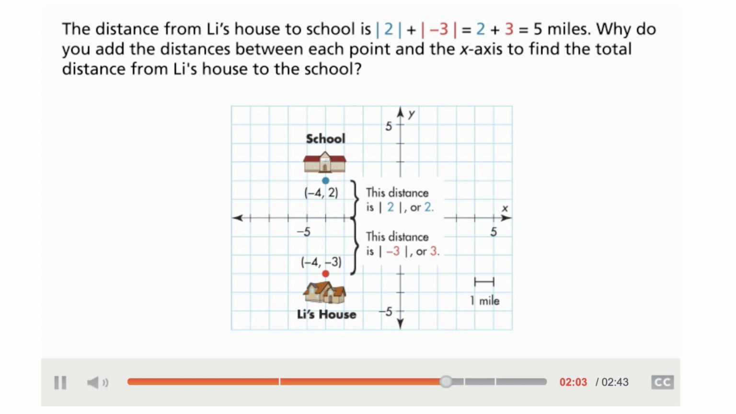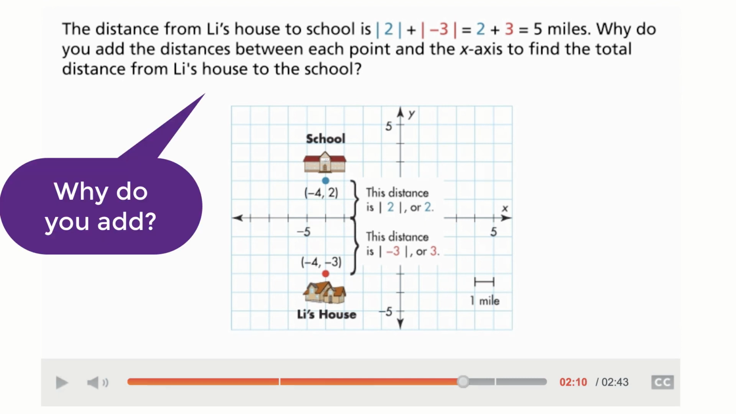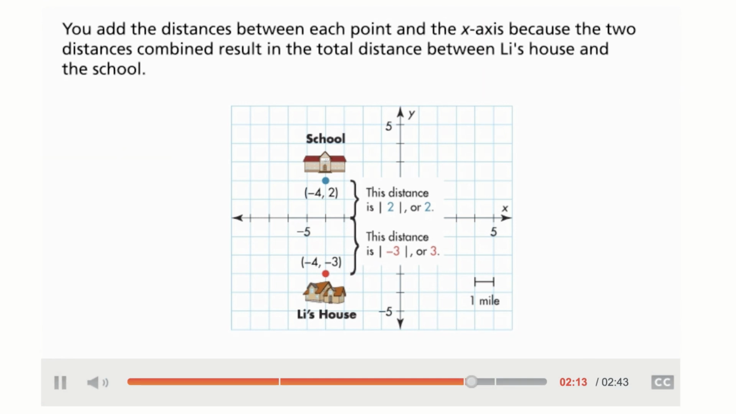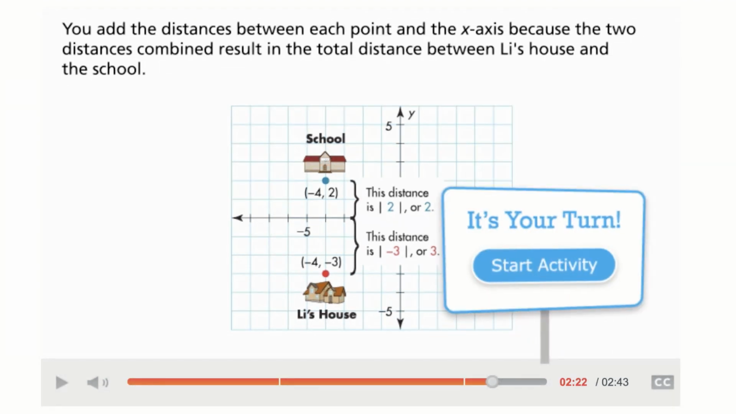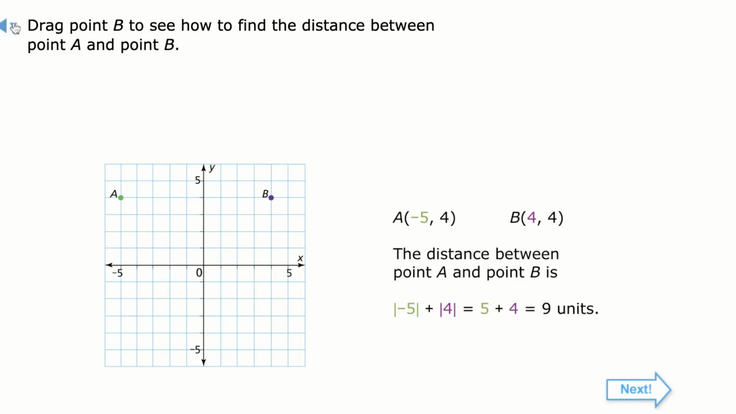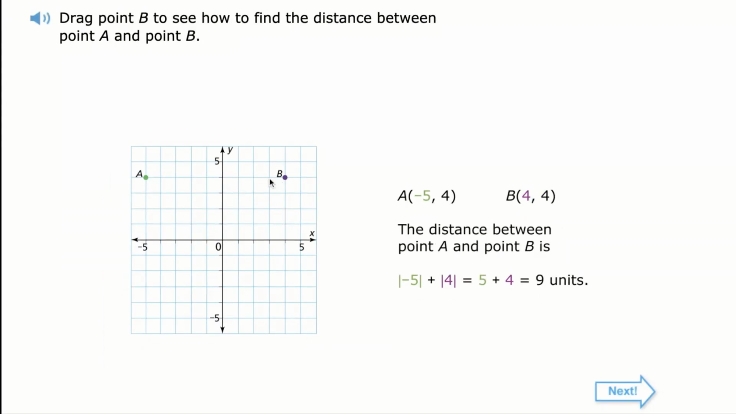Why do you add the distances between each point and the x-axis to find the total distance from Lee's house to the school? You add the distances between each point and the x-axis because the two distances combined result in the total distance between Lee's house and the school. Drag point B to see how to find the distance between point A and point B.